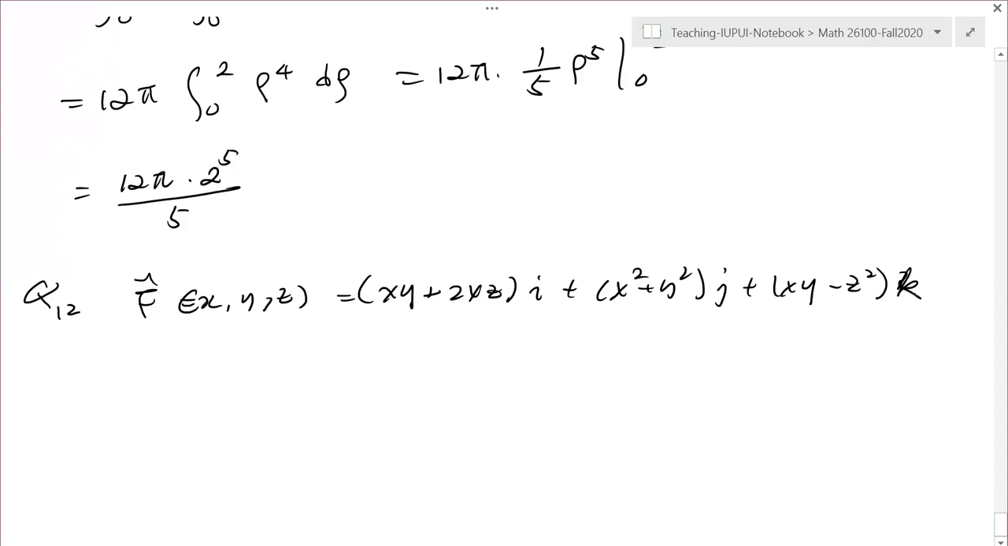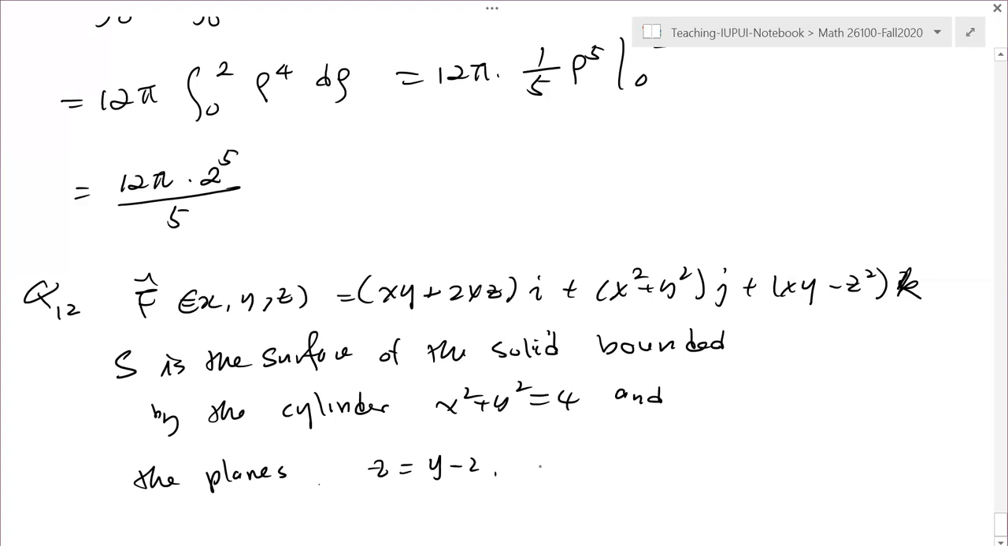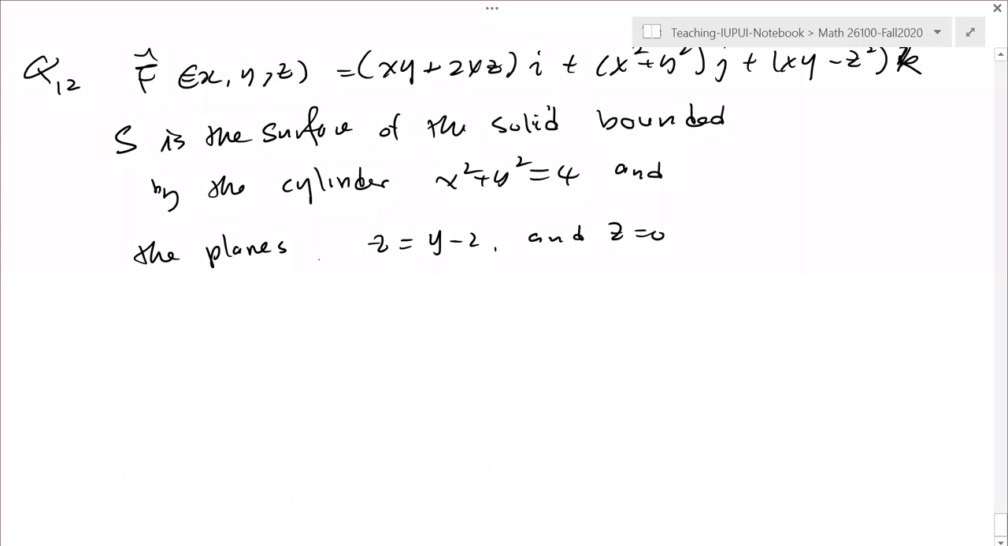S is the surface of the solid bounded by the cylinder x squared plus y squared equals 4 and the two planes z equals y minus 2 and z equals 0. So you have to sketch the graph first.